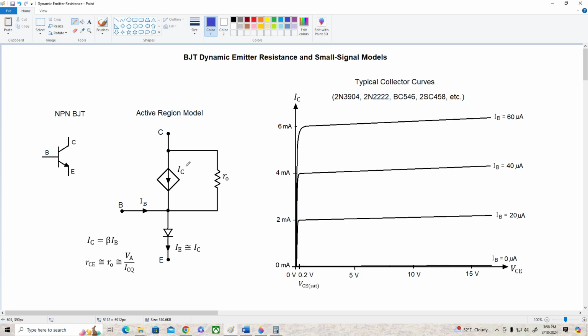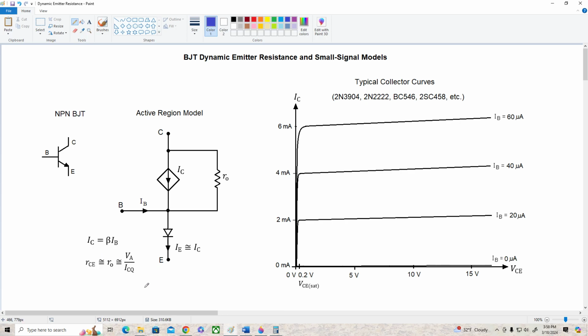In the active region, the collector behaves like a dependent current source. And the internal resistance of that current source we're designating as R sub O. That is given approximately by V sub A, the early voltage, divided by ICQ. And sometimes we'll call that little R sub CE as well.